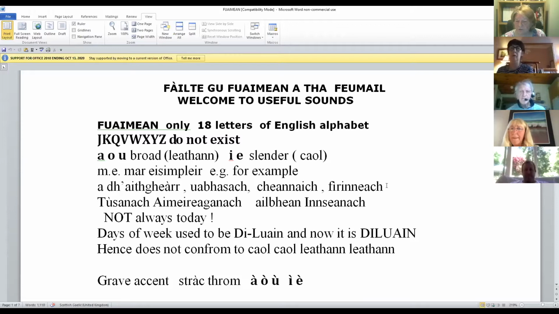"Fìrinneach" is truthful. "Fìrinn", and then I. Again, it sounds like A-C-H, but because you've got the I, N-N, then you have I-N-N-E-A-C-H.